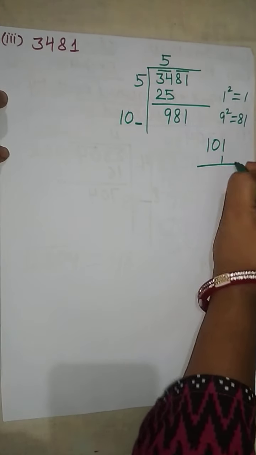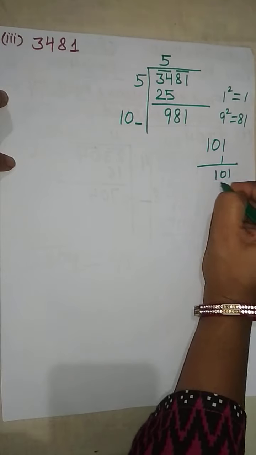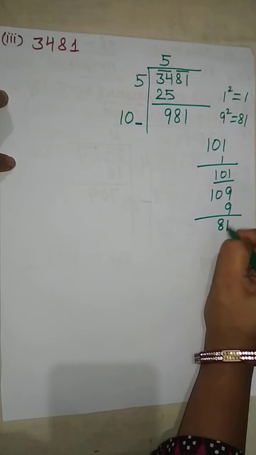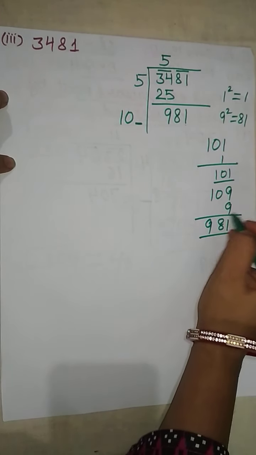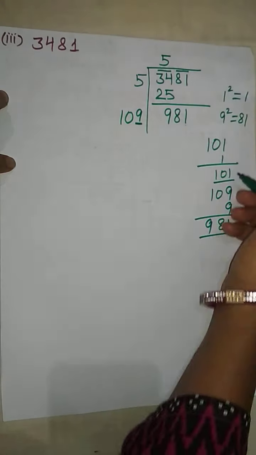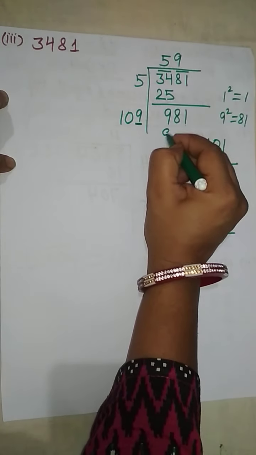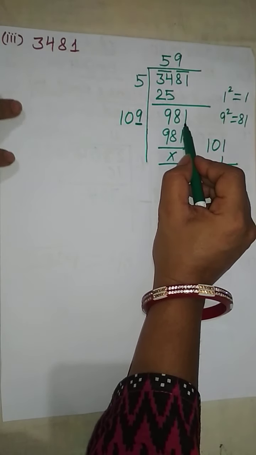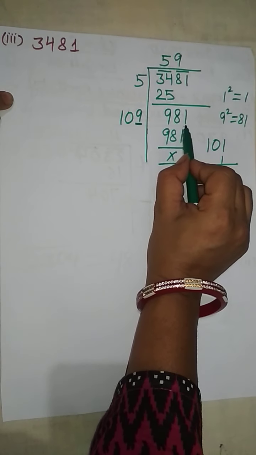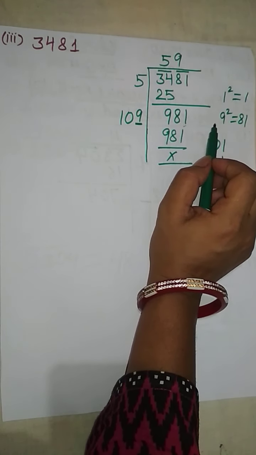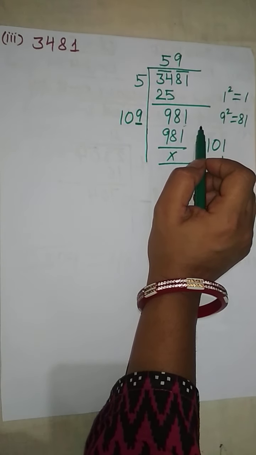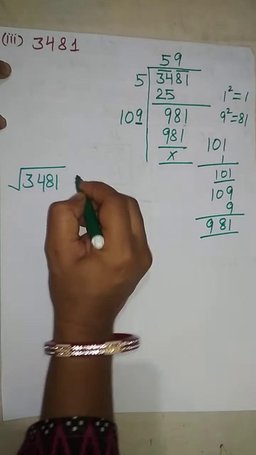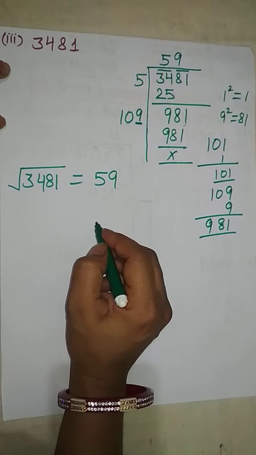I can multiply either by 1. 101 times 1 it will be 101. So we can take the next option. 9 9s are 81. 9 1s are 9. So it means the right digit is 9. So it is 981 and the remainder is 0. Students, always try to find this digit by looking into the unit digit. Then you will have one or two options. You can find the number very easily. So here the square root of 3481 is equal to 59.